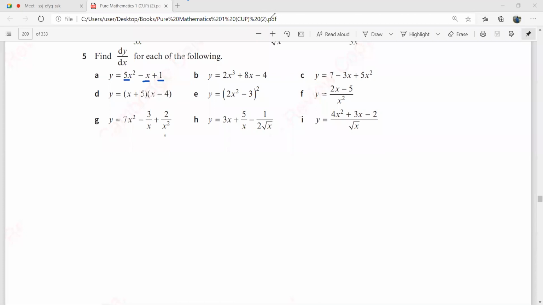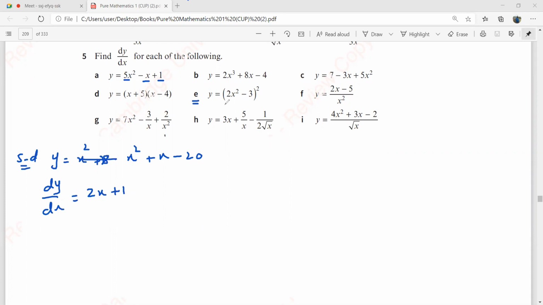Before you do part D, it would be needed to expand it. So this would be x squared plus x minus 20. And then your dy by dx would be the derivative of x squared is 2x, the derivative of plus x is plus 1, and the derivative of minus 20 is 0. There is no need to write that. Okay, you will expand the e part. I'm not doing that.